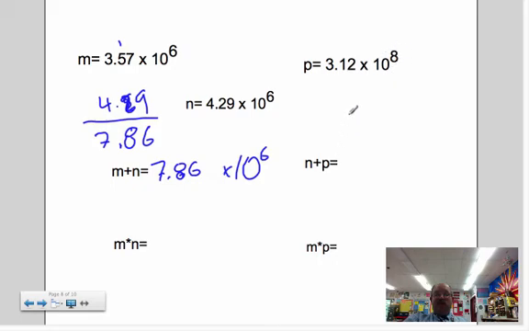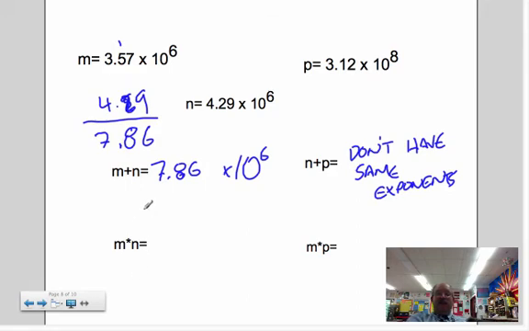Okay? If I tried to add n and p, I can't really do that directly because they have different exponents. We could do it, but we'd have to turn one or the other into the same base, so that we have the same exponent. If I could make this into 10 to the 6th, we'd be okay. But for the sake of what we're saying now, they don't have the same exponent, so we couldn't easily add them together. We could do it, but we're not going to worry about that right now. We could do m times n.